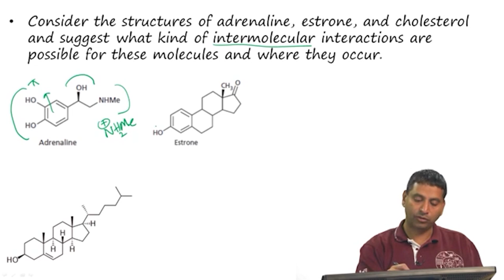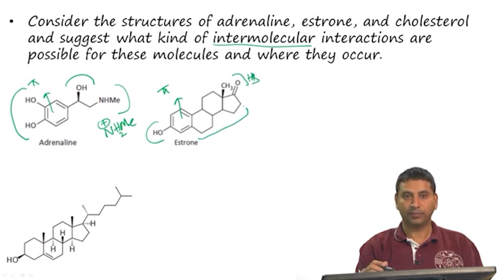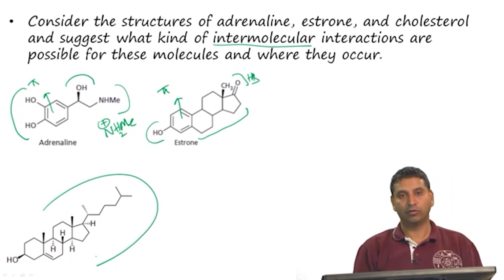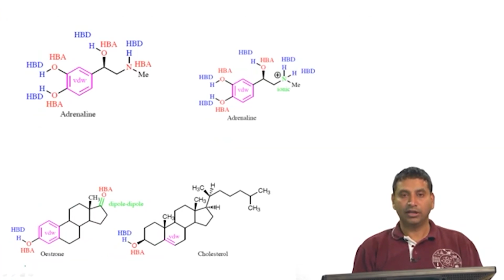In the case of estrone, there is a hydrogen bonding capability here, pi stacking over here, there is a hydrogen bonding capability here, and the rest of the molecule is actually hydrophobic. Cholesterol we have already looked at previously. It is going to have a large hydrophobic interaction and a small area where it can do polar interactions. So, the answer is drawn out here.